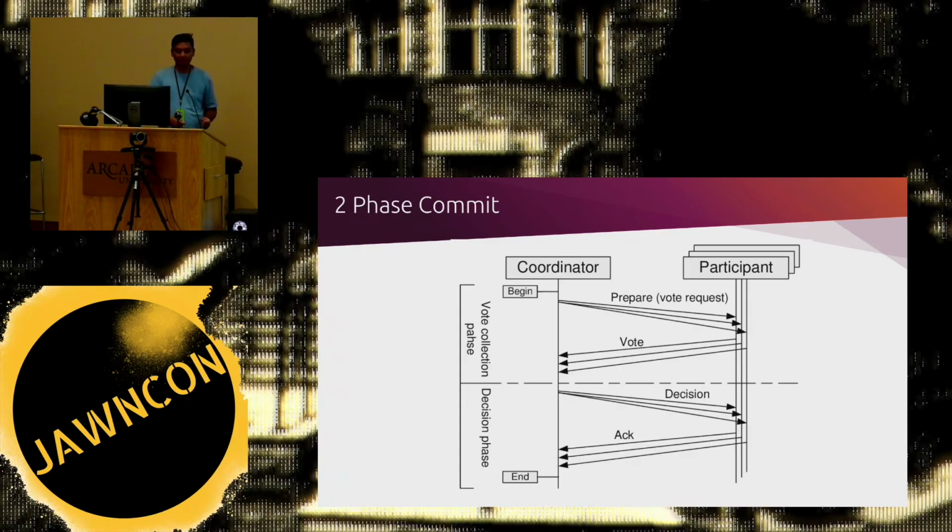If the majority of them can say, I can commit this, then the coordinator will tell the participants, okay, I've made my decision, we're going to commit this or we're going to abort this, and the participants do whatever decision is made. This is sort of like a solution for consensus. It's like consensus-based decision making.